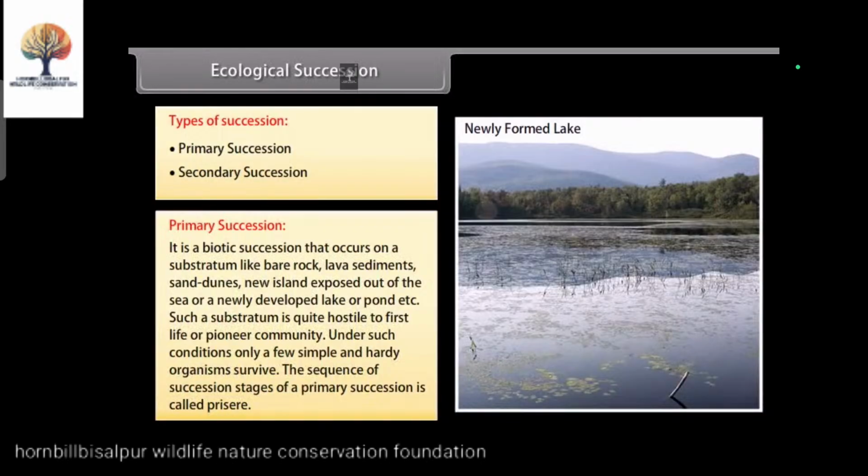Such a substratum is quite hostile to first life or prior community. Under such conditions, only a few simple and hardy organisms survive. The sequence of succession stages of a primary succession is called prisere.